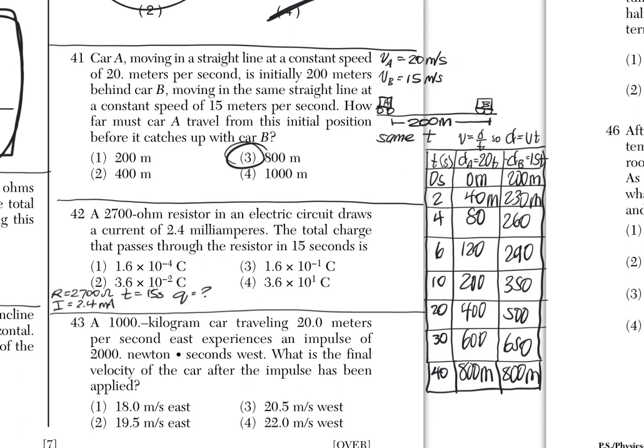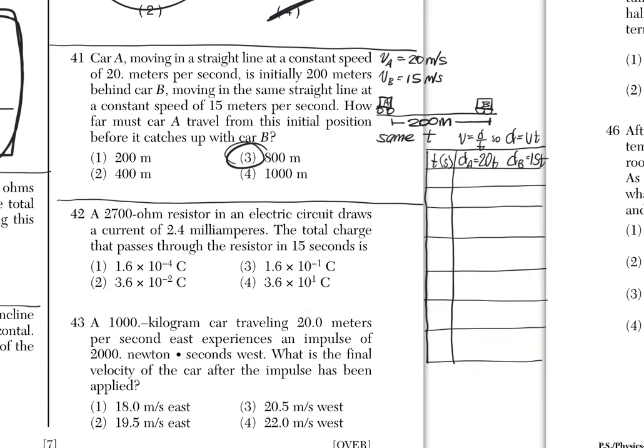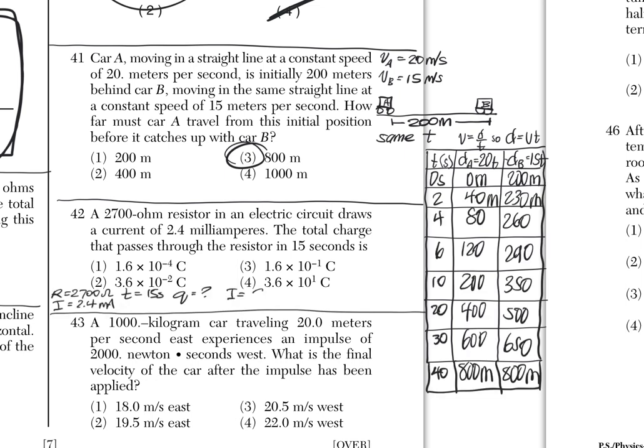Okay, we have 42. They give us the resistance and the time and the current, and they want to know how much charge passes by. So with the time and the current, I can do a pretty basic I equals Q over T to solve this problem, and I'm going to be solving for Q. So I put in the current, and that would be 2.4 times 10 to the negative 3 amps is Q over 15 seconds. Now be careful here.